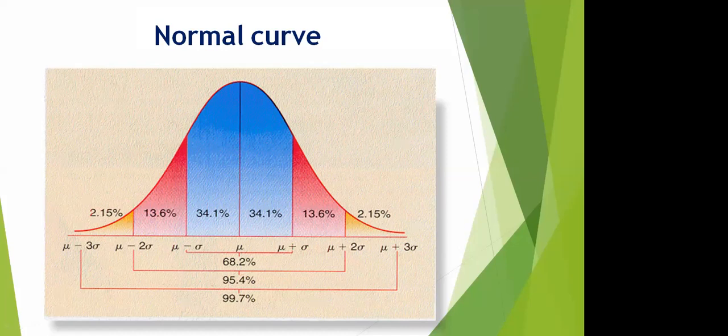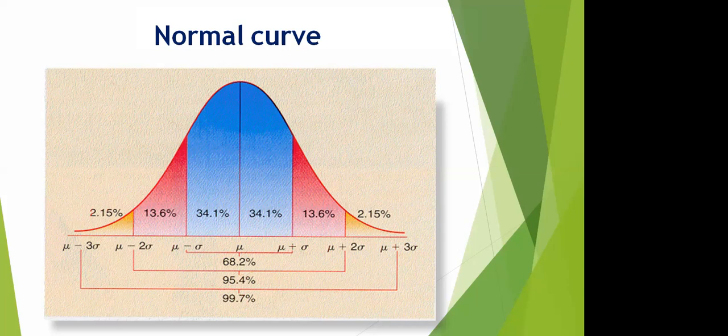Suppose we are considering the height of a group of population. Suppose the population size is 100 and the mean height is 160. Then 68% of the population will have a height between 159 and 161, if the standard deviation is 1 and the mean is 160.